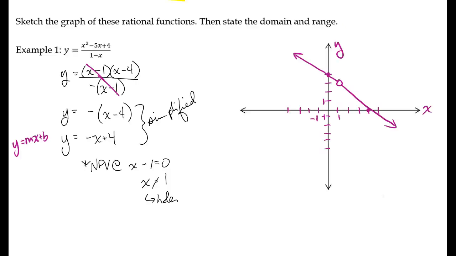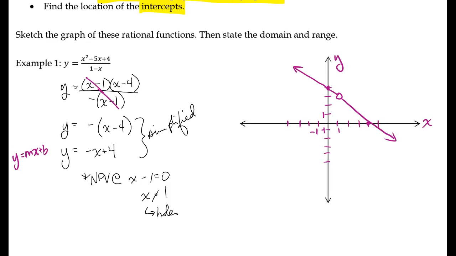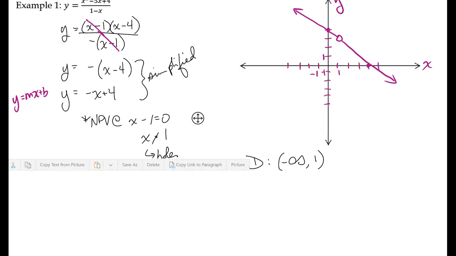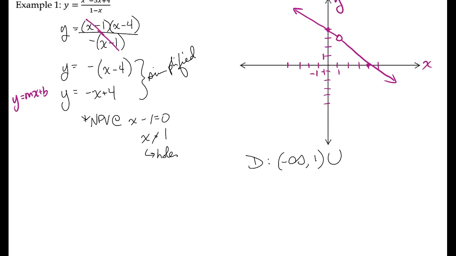Once I've done this, I've been asked to state my domain and range, so don't forget to do that. The domain of this function is from negative infinity to 1, 1 doesn't exist, united with 1 going to positive infinity. Again, if you want to use interval or set notation instead, you would say that x is an element of the reals, but that x cannot be 1.